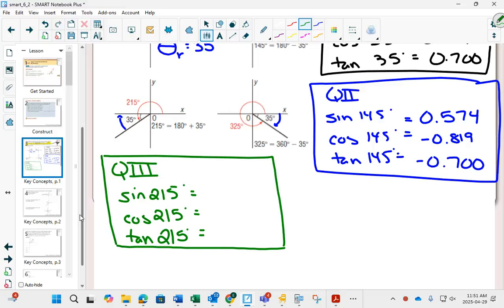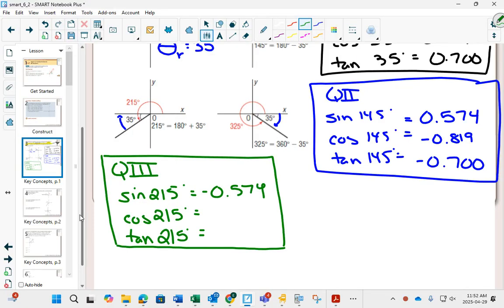For sine, take a guess. Based on the patterns you are noticing, you still might get this wrong. But what do you think? Is it 0.574? So close, but not quite right. Anybody else want to try a guess? Is it negative 0.574? Yes, this one's negative 0.574.